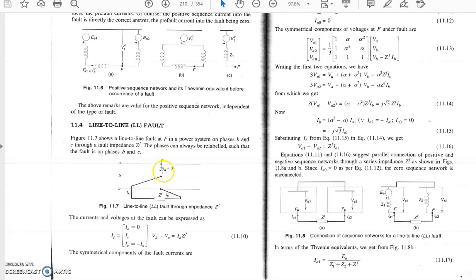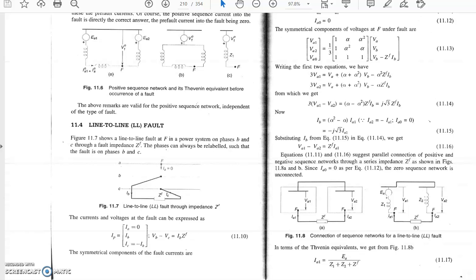So the current IA is equal to 0 out from the line. IB and IC: we can say IB is equal to minus IC. From this fault diagram we can follow step number 2. We have to write the equation of the given condition. So the given condition is that IA equals 0, IB we can assume is IB, and IC equals minus IB. And if we apply KVL here, VB minus VC is equal to ZF IB. So this is the given condition.